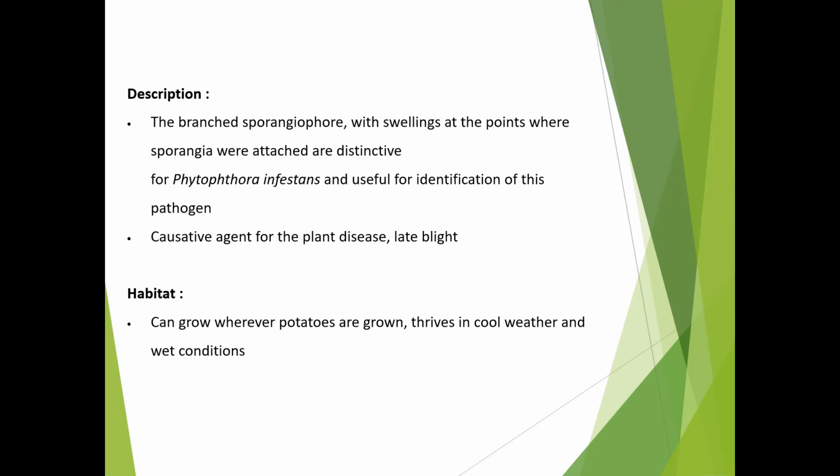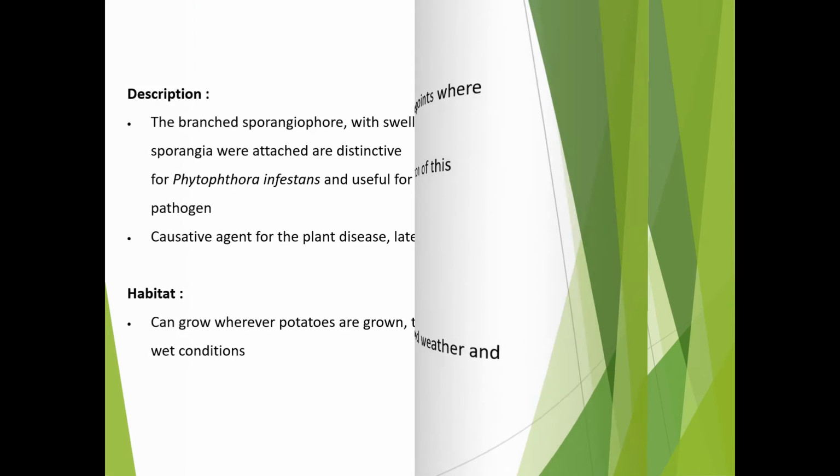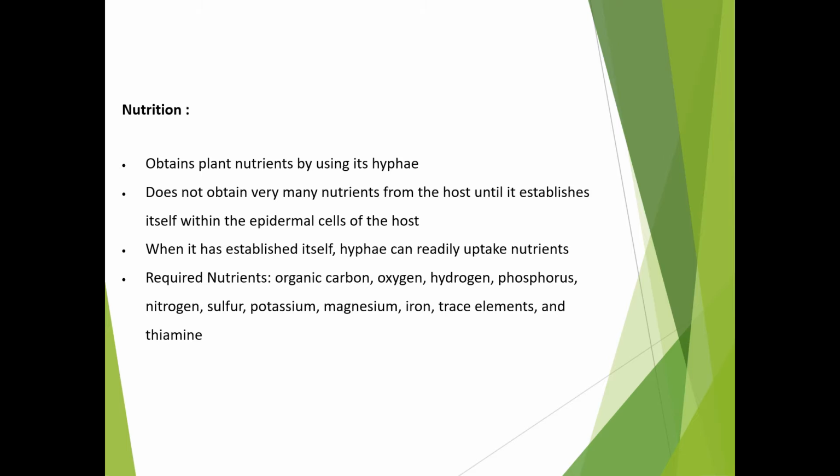About its habitat, it can grow wherever potatoes are grown, and thrives in cool weather and wet conditions. What about its nutrition? It obtains plant nutrients by using hyphae. This pathogen does not obtain very many nutrients from the host until it establishes itself within the epidermal cells of the host. When it has established itself, hyphae can readily take up the nutrients. Required nutrients for this pathogen are organic carbon, oxygen, hydrogen, phosphorus, nitrogen, sulfur, and so on.